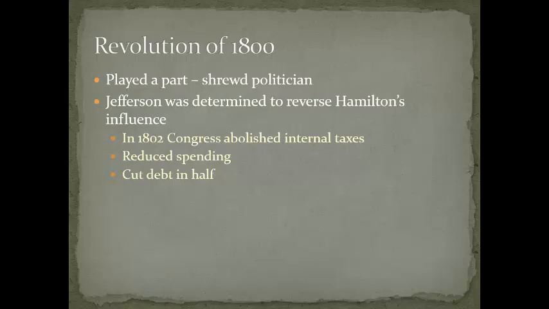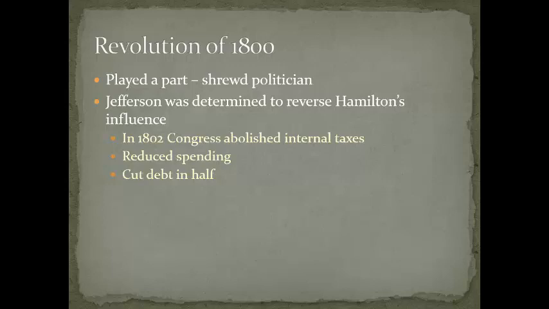And you can see here, in 1802, Congress abolished all internal taxes. He reduced spending of the American government, and he cut the debt in half. This debt that Hamilton had purposely tried to accumulate to tie the fate of government to wealthy people in the United States. Jefferson immediately sets out to reverse those actions.